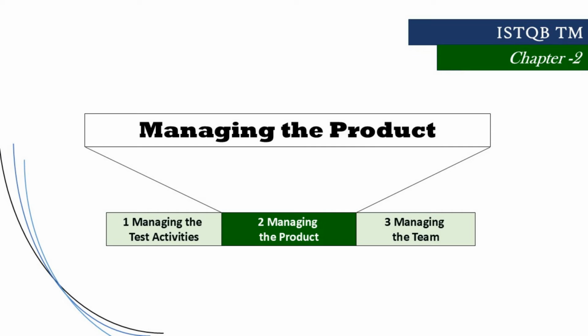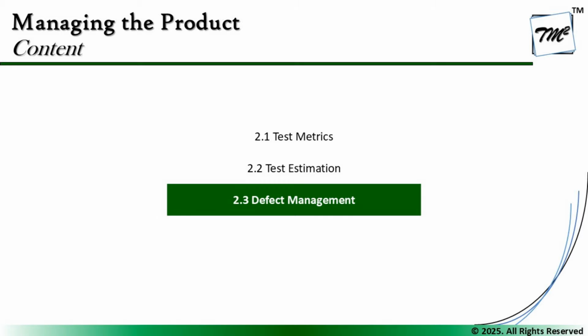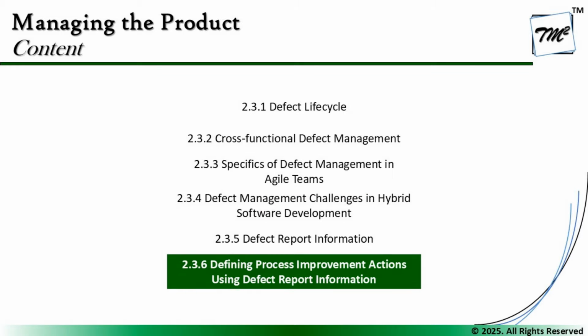Welcome back to another tutorial on ISTQB Advanced Level Test Management Certification. We are in chapter 2 talking about managing the product and continuing ahead with 2.3, that is defect management. Today we shall be covering the last segment of this particular topic, 2.3.6, defining process improvement actions using the defect report information. As part of our previous tutorial, we have already discussed what exactly defect report information is, and here we are trying to understand what information can further be added to be used as a process improvement.